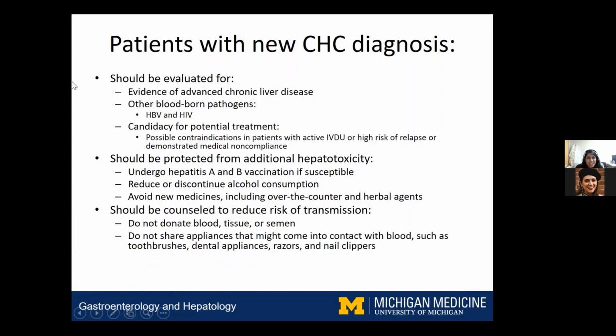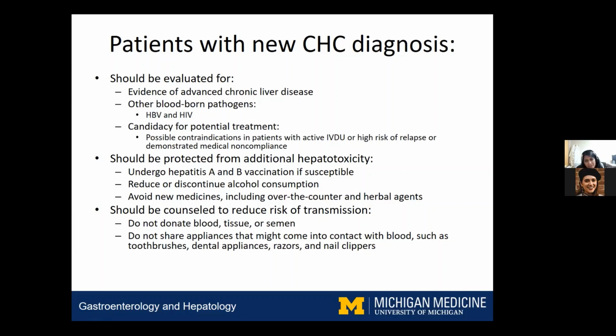So just to recap everything, any patient with a new hepatitis C diagnosis should be evaluated for evidence of advanced chronic liver disease. You want to make sure if a patient has cirrhosis, you know that, or if they've been ruled out, great. You want to screen them for other bloodborne infectious pathogens, including Hep B and HIV, and assess candidacy for potential treatment. I think this really needs to be individualized. We're really trying to go with low threshold, low barrier approaches, so even people with active drug use can be considered. And it's really important to counsel patients on reinfection risk and harm reduction if they're open to that.